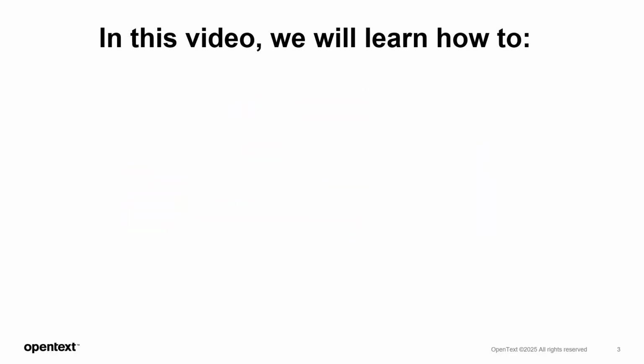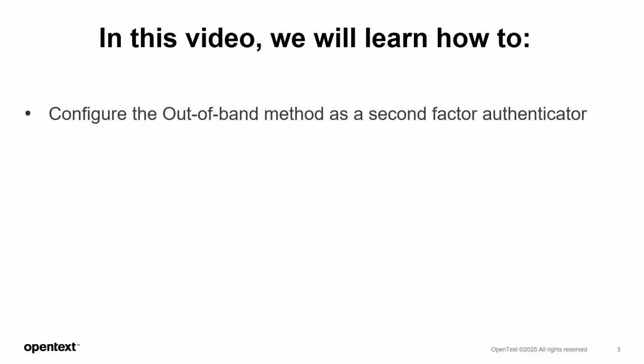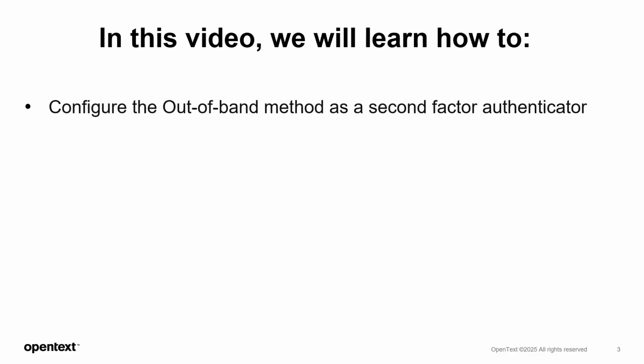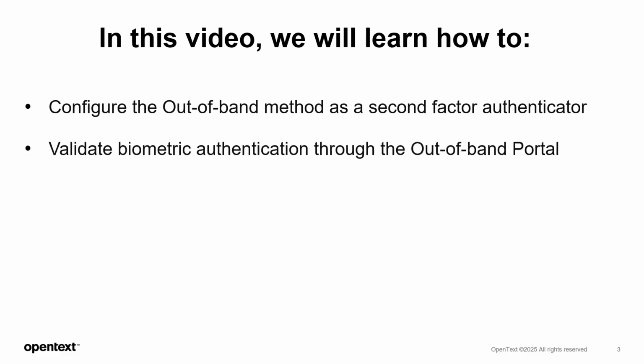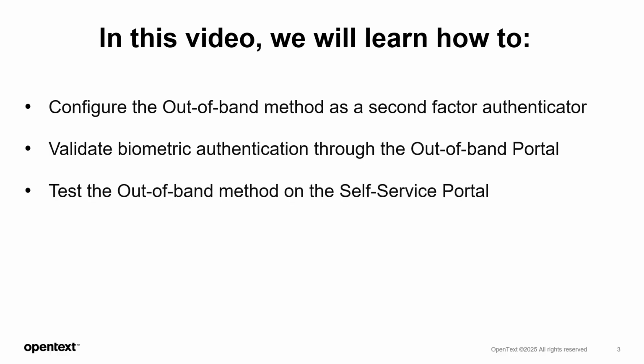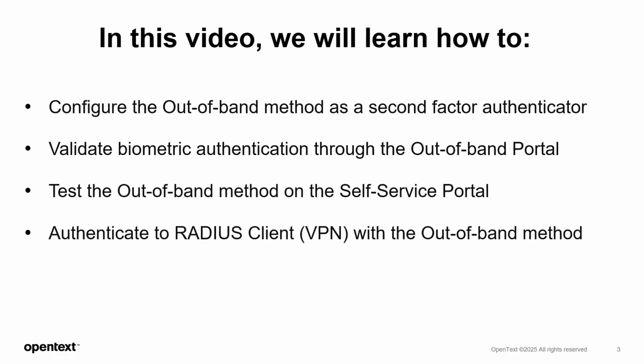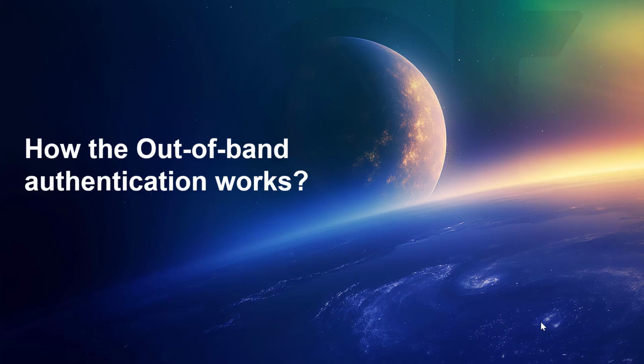In this video, we will learn how to configure the out-of-band method as a second factor authenticator, validate biometric authentication through the out-of-band portal, test the out-of-band method, and authenticate to the Radius client, that is VPN, using the out-of-band method. Let's first review the flow of authentication with the out-of-band method.